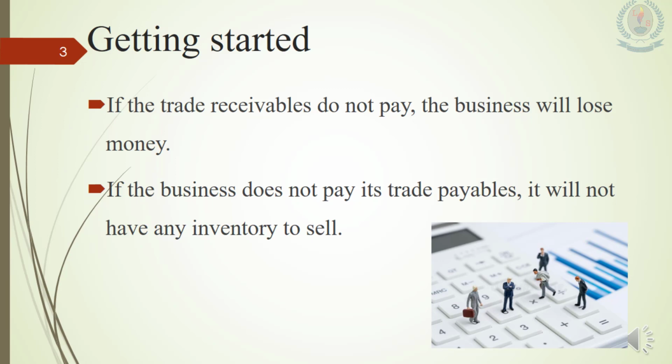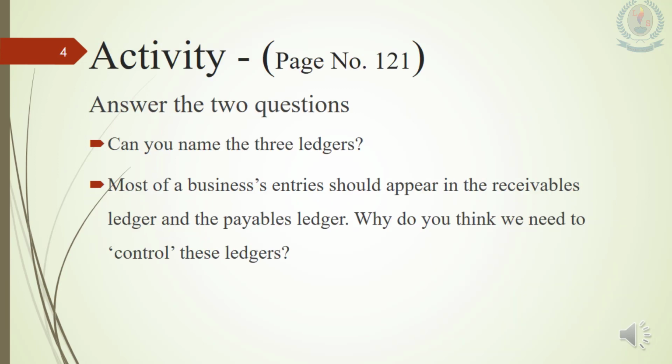Coming to the lesson, control accounts are the accounts which show the totals of the trade receivables and trade payables. These accounts are used to check on the credit revenue and credit purchases respectively. Now there is a little activity for you to do. Look at the activity box in page 121 and answer the two questions before we move to the next slide.